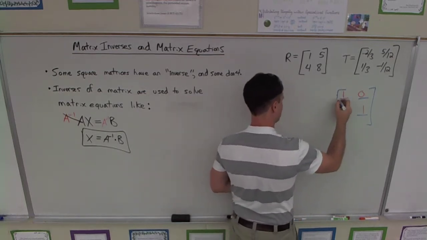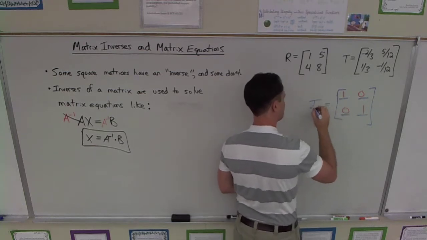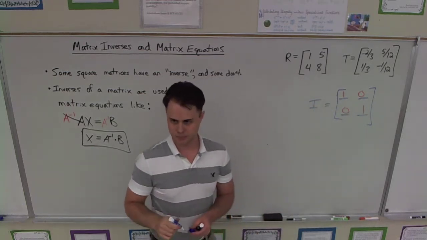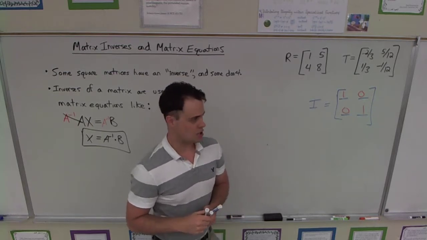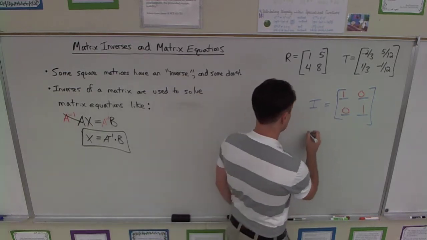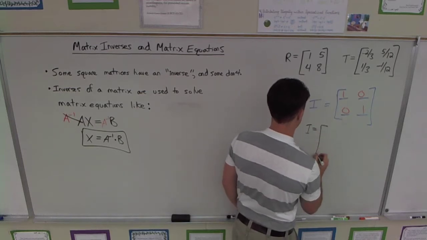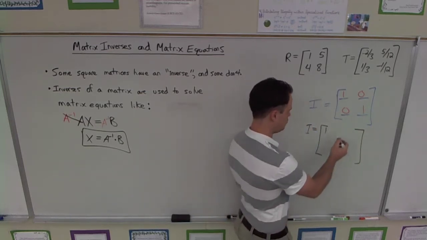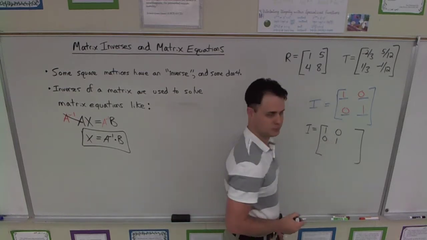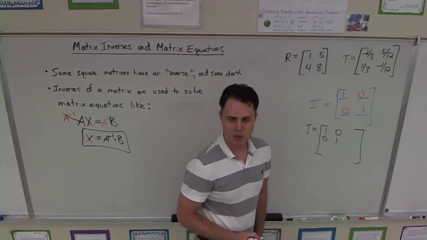This little dude right here that we got is known as the identity matrix. I would write that in your notes. Identity. The identity matrix can of course be different sizes. If you have a 3 by 3, I looks like this. 1, 0, 0, 1.